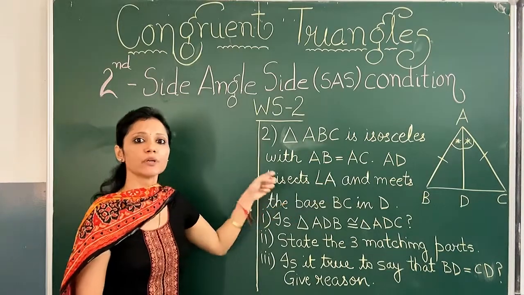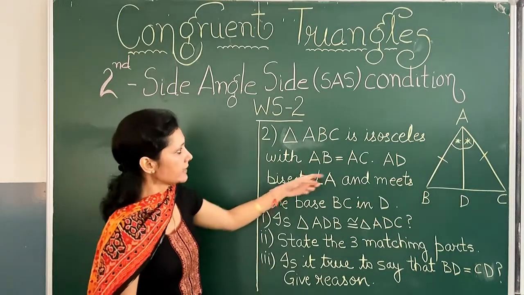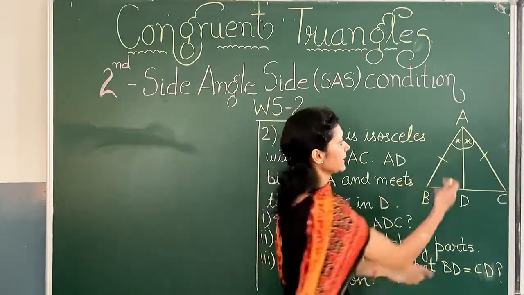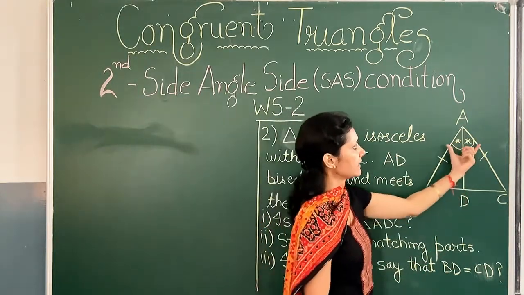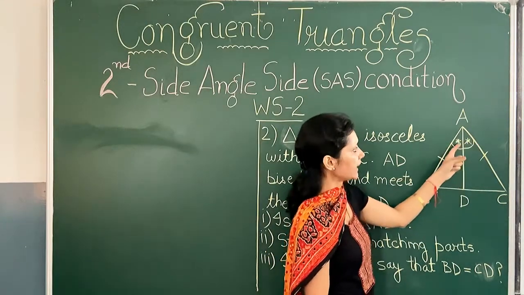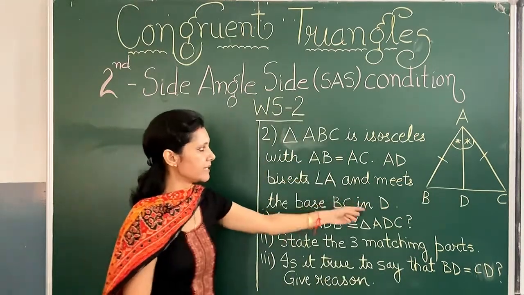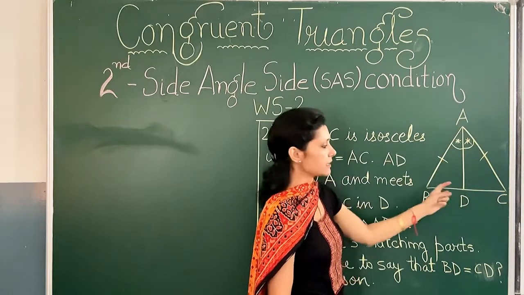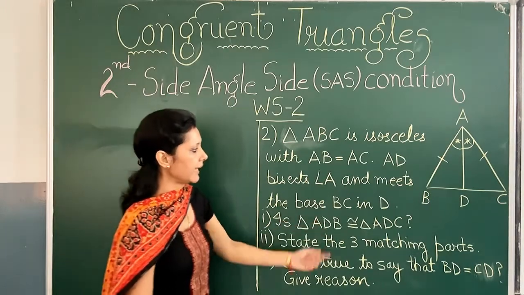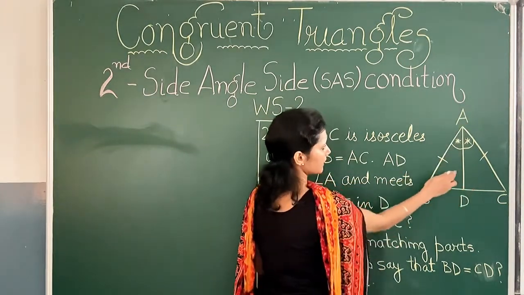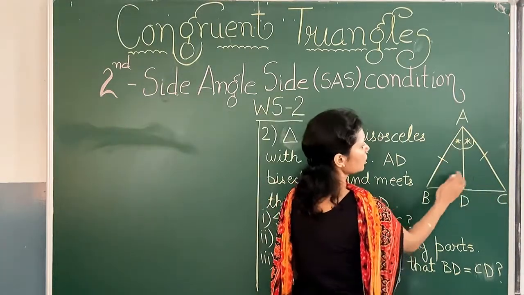Now what do you mean by the word bisect? Bisecting anything means dividing it into two equal parts. Now here this line segment AD is bisecting this angle A, this whole angle A. That means this line AD is dividing this angle into two equal parts and they have marked that these two angles are equal. And AD meets the base BC at point D. Now the first question is, triangle ADB congruent to ADC? ADC means this other triangle. So they're talking about these two triangles.